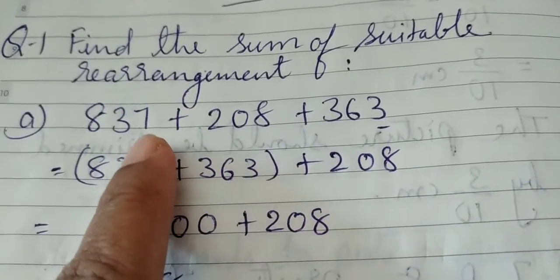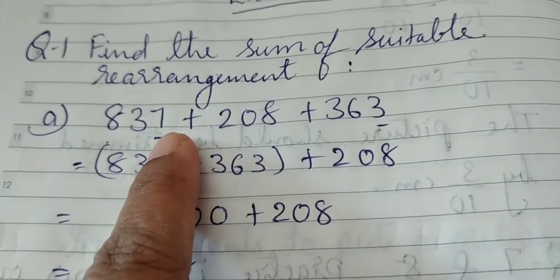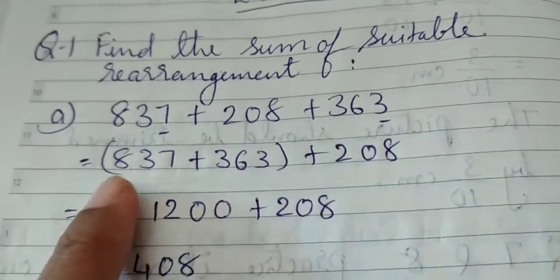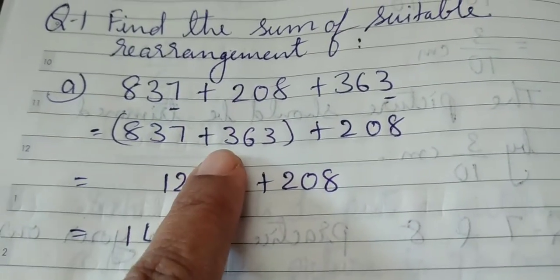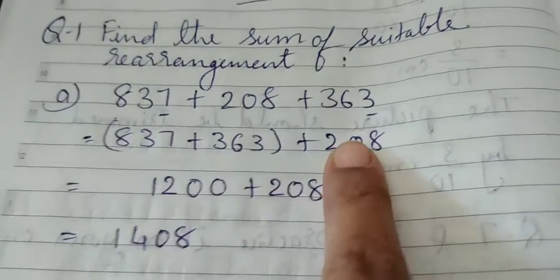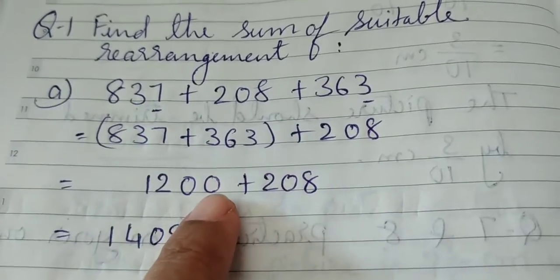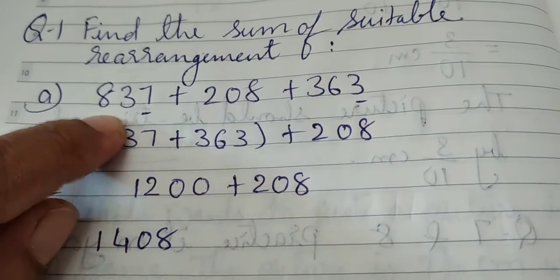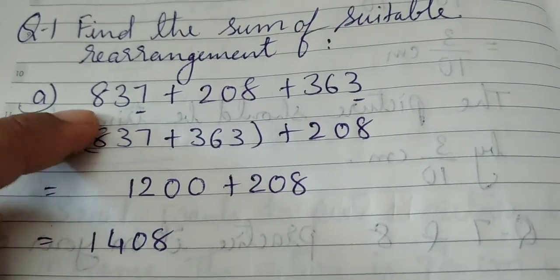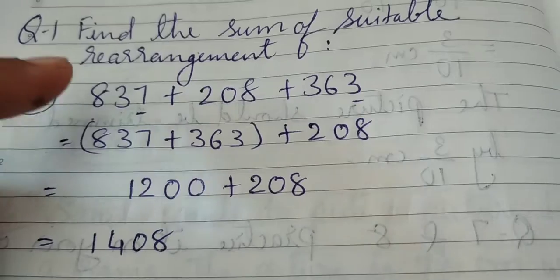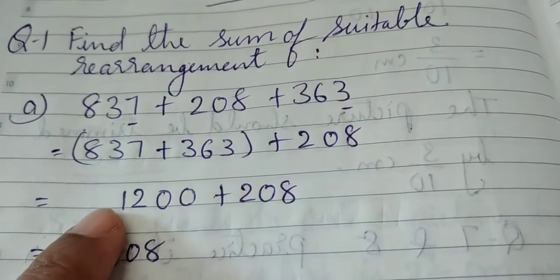Okay, so here you can see your last digits are 7, 8 and 3. 3 and 7 gives 10. So I have taken those numbers together, put them in the bracket. 837 plus 363 plus 208. You can see I can add it orally. 3 plus 7, 10. 0, 1 carryover, 1 plus 3, 4, 4 plus 6, 10. 0, 1 carryover again. So now what do you have? 1 plus 8, 9, and 9 plus 3 is 12.